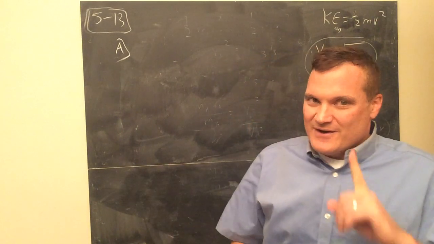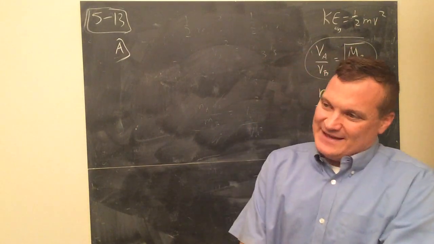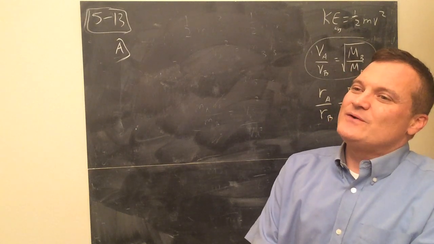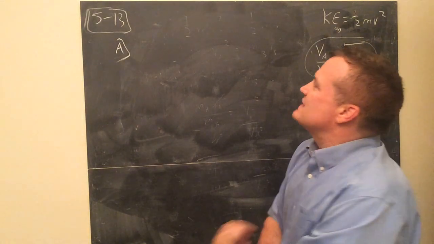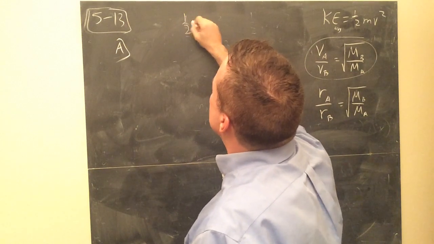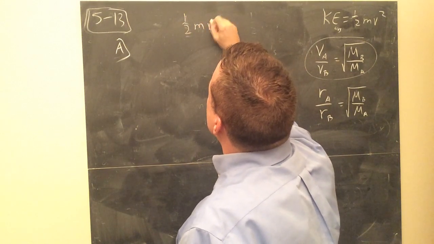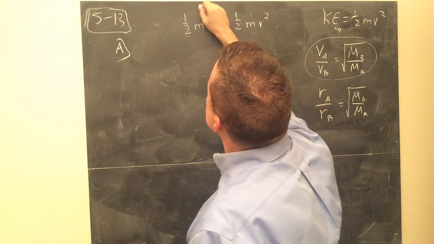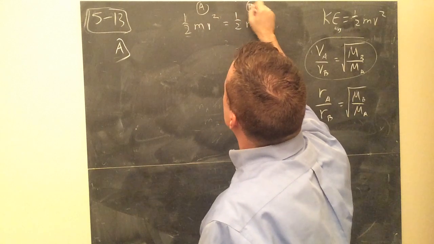Now, one thing I did not bring up yet, and I just remembered, and I should have told you this in the beginning. If two things have the same kinetic energy, 1/2 mv squared equals 1/2 mv squared of another. This is gas A, this is gas B, okay?